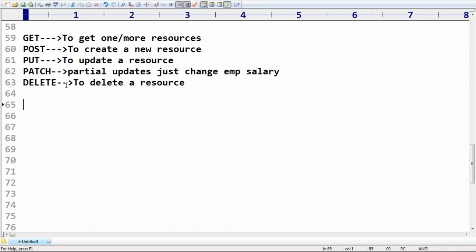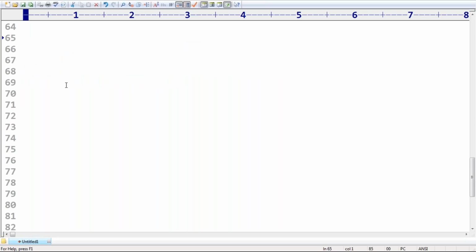Are you getting it? If you want to get a resource, the method we require to use is get. If you want to create a resource, post. If you want to perform updation, put. If you want to perform partial updation, patch. If you want to delete, then obviously delete is the word. You should have clear clarity, right?